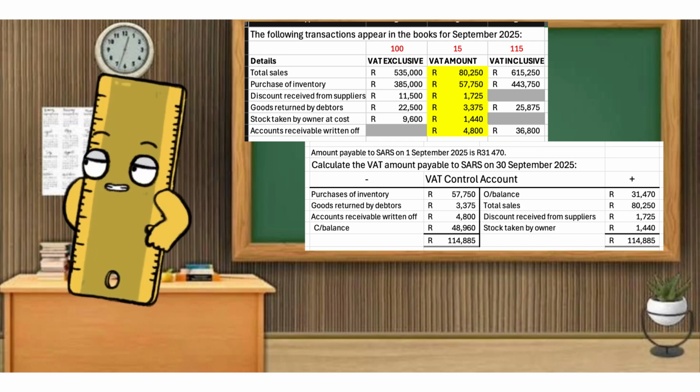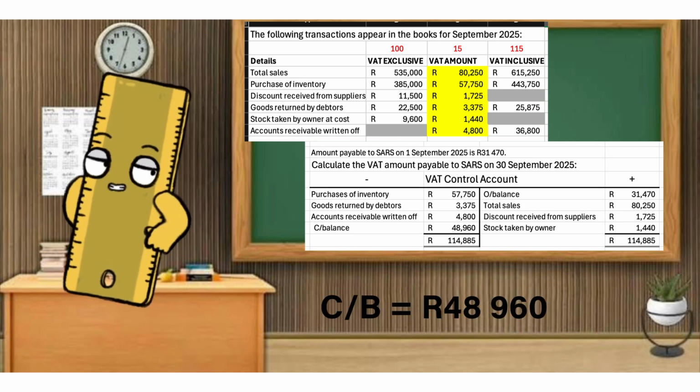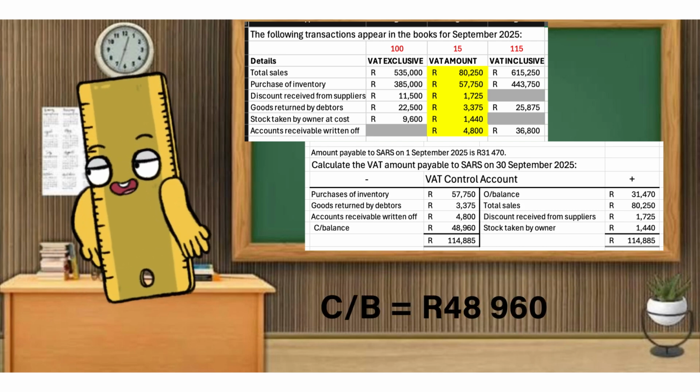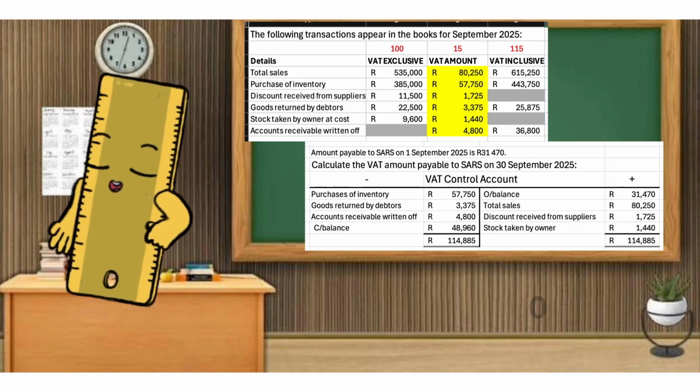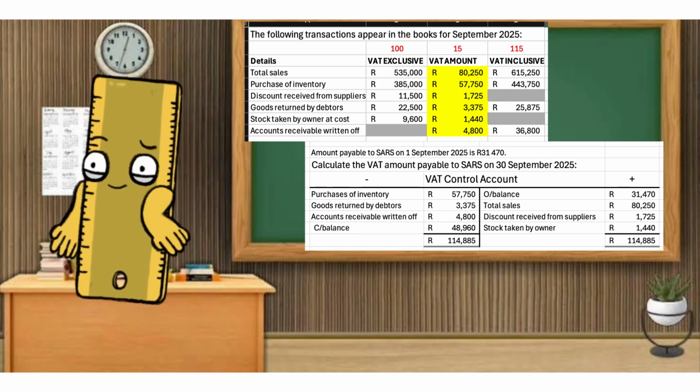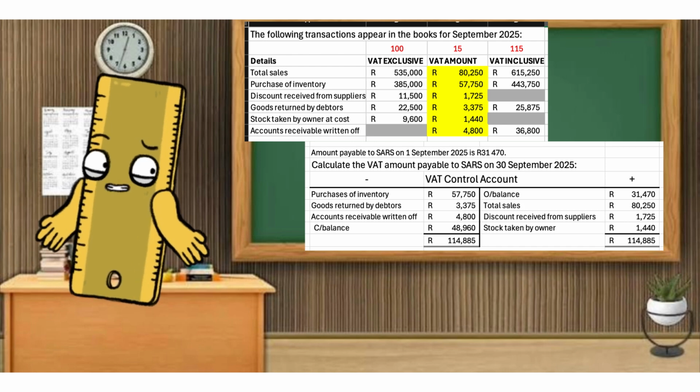Look at the closing balance on the left side, which amounts to 48960. This is the VAT amount payable to SARS. We had to put it on the debit side to make both sides equal, which means our VAT output was bigger than our VAT input, so we owe SARS money.